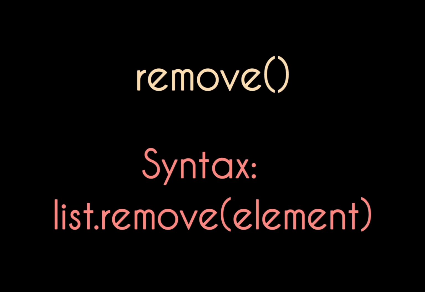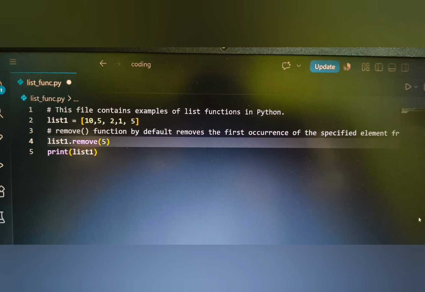So in this example, I have taken list 1 is equal to 10, 5, 2, 1, 5. These are the elements. And the fourth line is saying list 1 dot remove and in parenthesis 5. So here I have given 5 as the element, which means I want to remove the element 5 from my list.